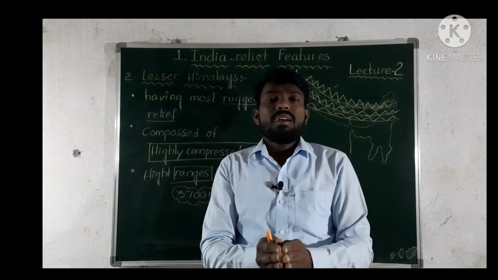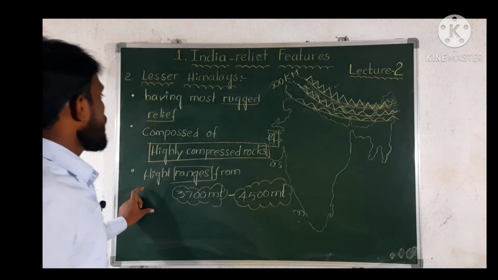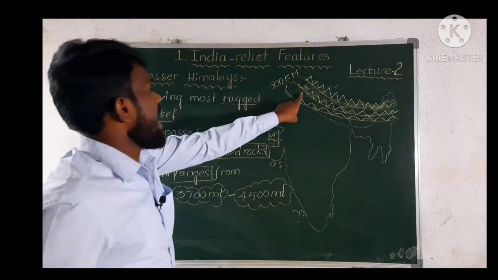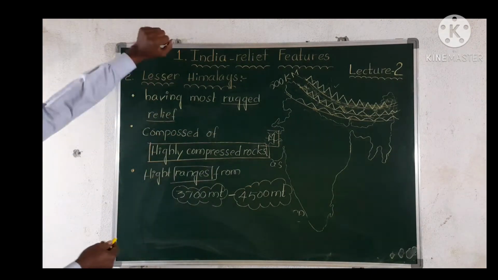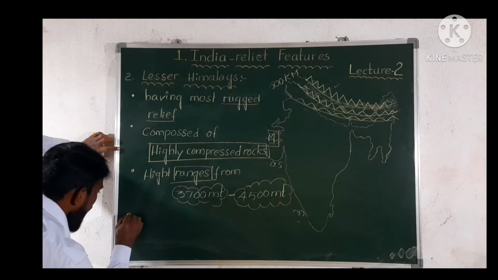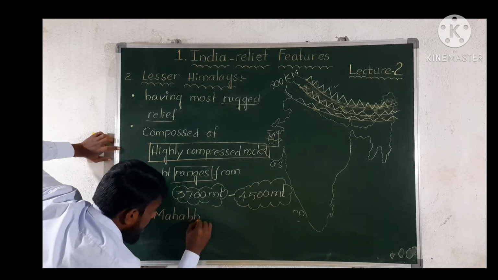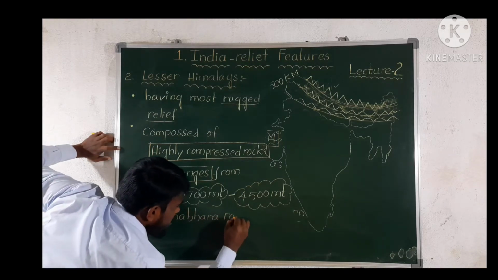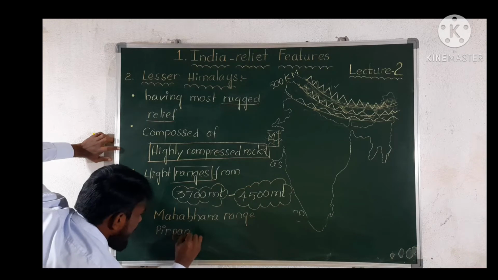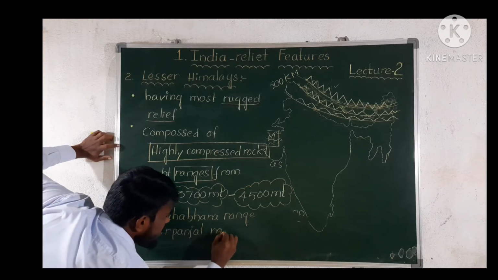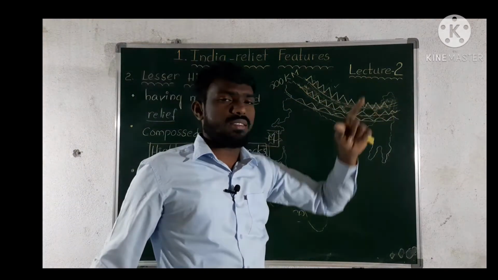In this range, the famous ranges are forming. The famous ranges present here are the Mahabharata and Pir Panjal ranges. Mahabharata and Pir Panjal are very important ranges which are present in the lesser Himalayas.